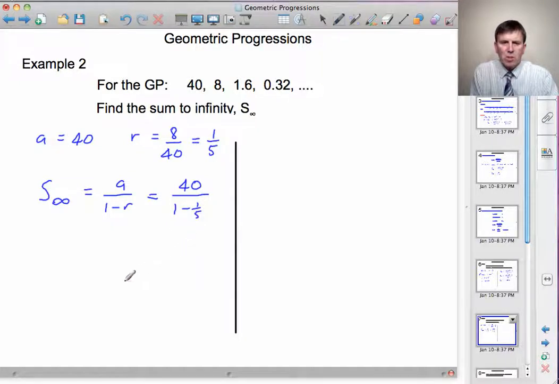Now, as I said, you could be straight into using your calculator here, but I do it mentally and say 1 minus 1/5 is 4/5, so this is 40 divided by 4/5. And to divide by a fraction, you turn upside down and multiply, so it's 40 multiplied by 5 over 4. 4 cancels into 40 10 times. 10 times 5 is 50, so that's the answer. S infinity is equal to 50.